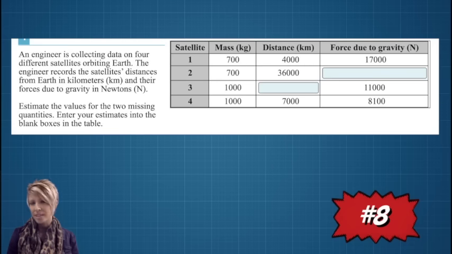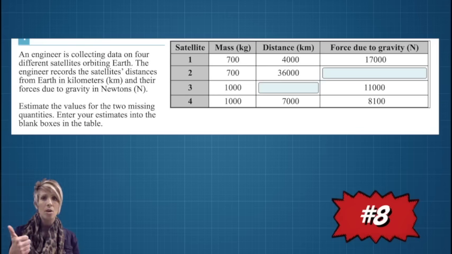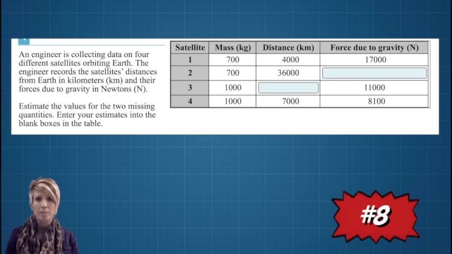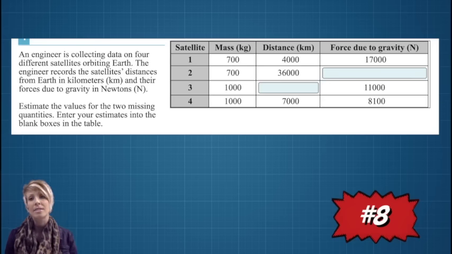Now, there's no equation that you're really going to use for this. You just have to think about, how do I determine how much gravity there is? Well, it depends on the mass, first of all. The more mass I have, the more gravity I have. And it also depends on distance. The further away something is, the less the force of gravity is. So we take a look at satellite one. It has a mass of 700 kilograms and a distance of 4,000 kilometers from the Earth. So the force due to gravity is 1,700.